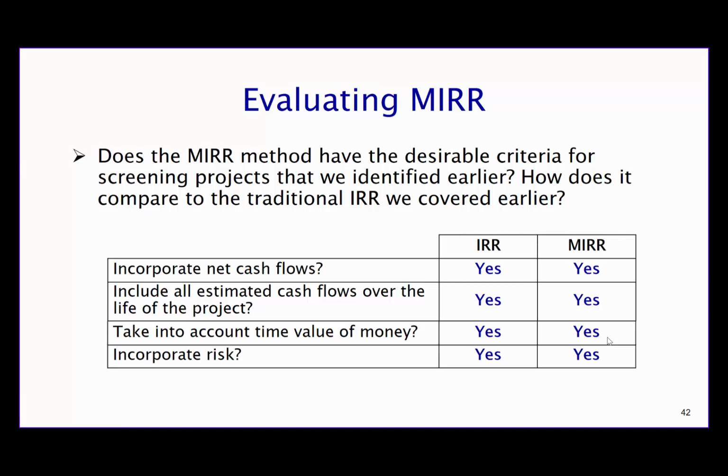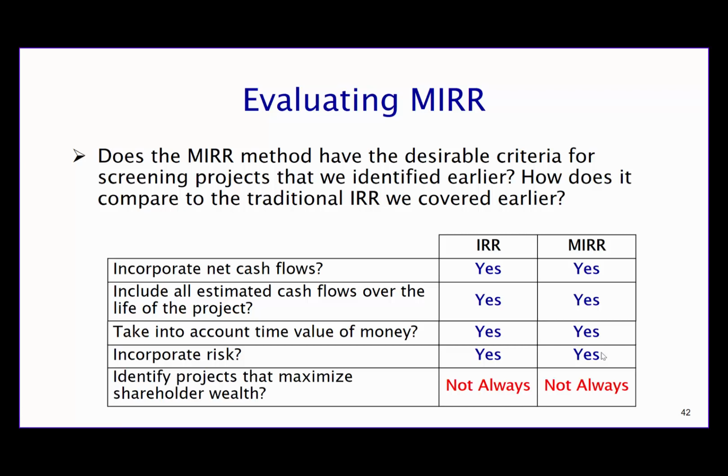Does it incorporate risk? Yes. They both do it through the cost of capital. With the conventional IRR, you don't use the cost of capital to compute IRR, but you compare the conventional IRR to the cost of capital. In the MIRR, we use it to calculate the present value of the net cash outflows and the future value of the net cash inflows, and then we also compare it to the cost of capital as the hurdle rate.